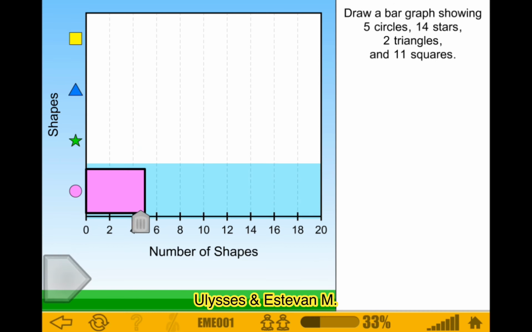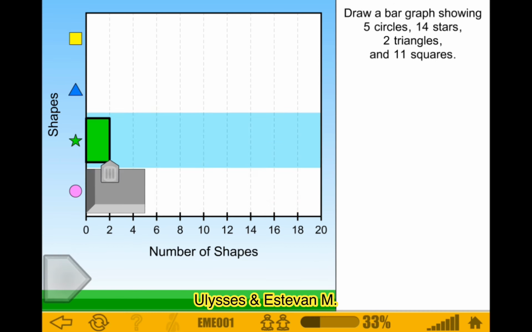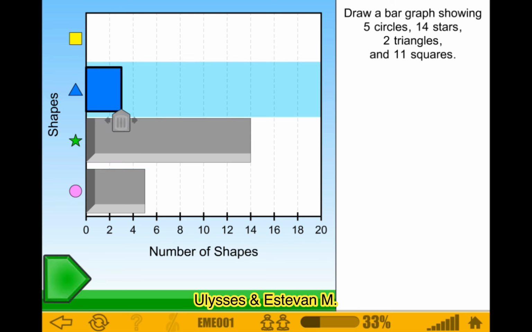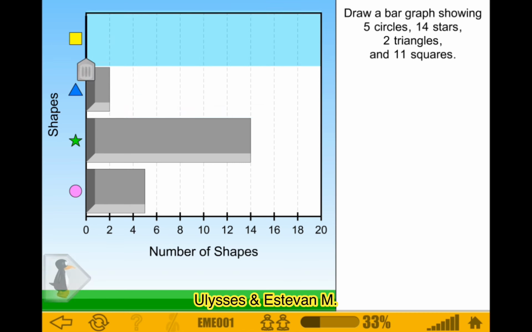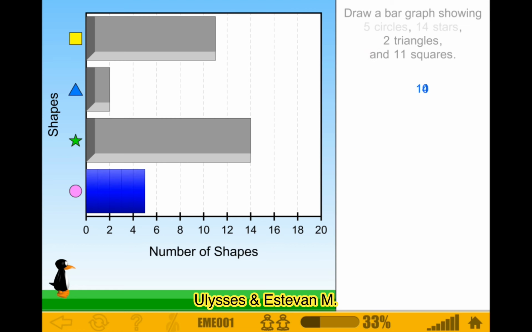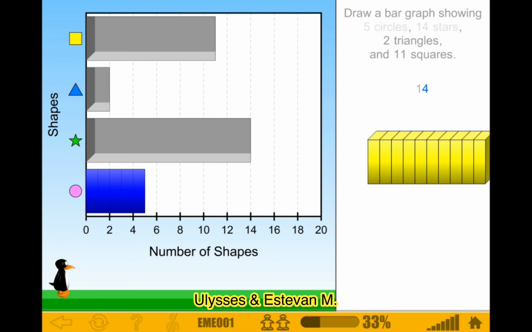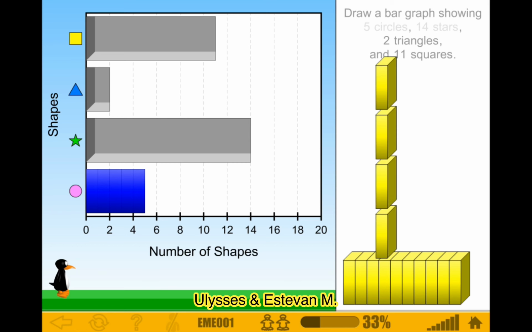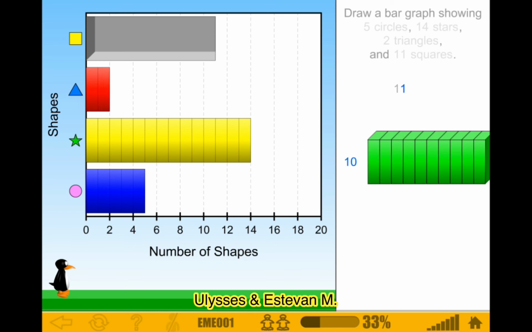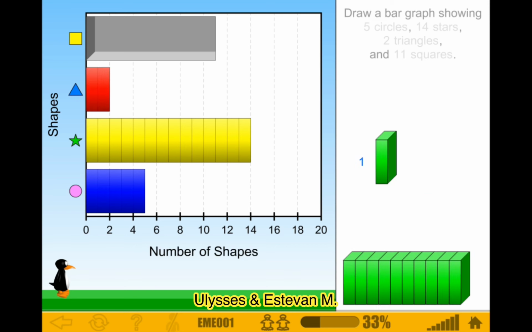Okay, 5 circles, 14 stars. 2 triangles, and then it would just be 11 squares. 11 squares. To be precise, 11 squares. 11. Trust me. Okay. Let's find out.